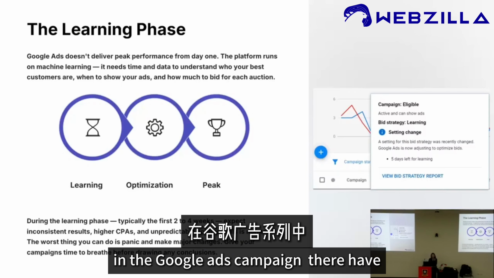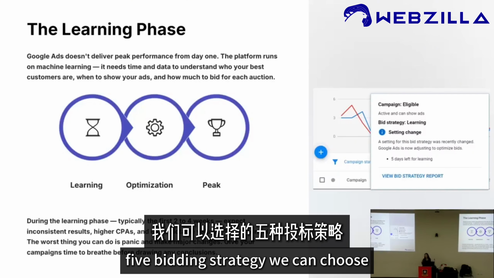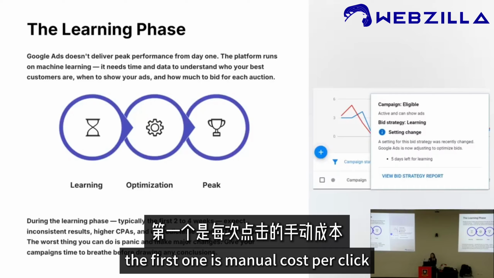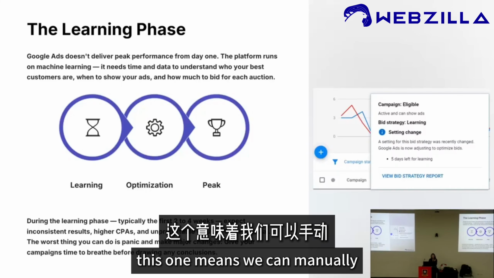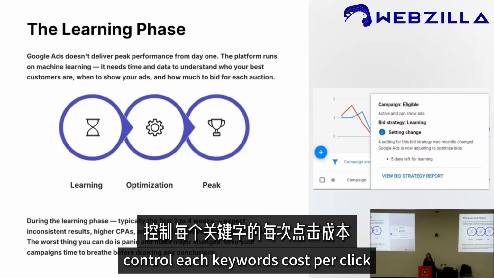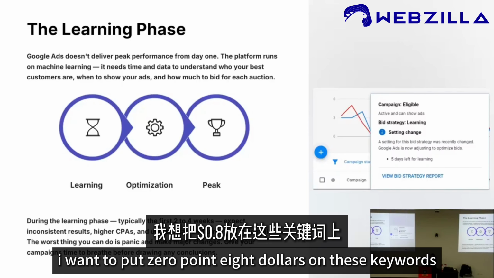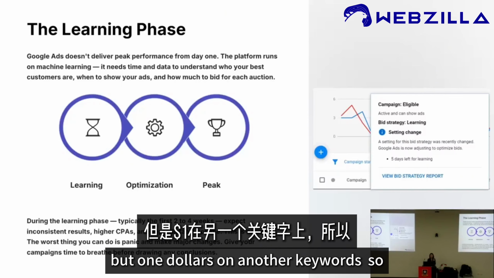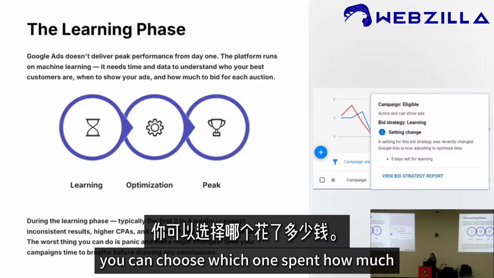In a Google Ads campaign, there are 5 bidding strategies we can choose. The first one is manual cost per click. This means we can manually control each keyword's cost per click. For example, I want to put $0.8 on these keywords, but $1 on other keywords. So you can choose which one spends how much.